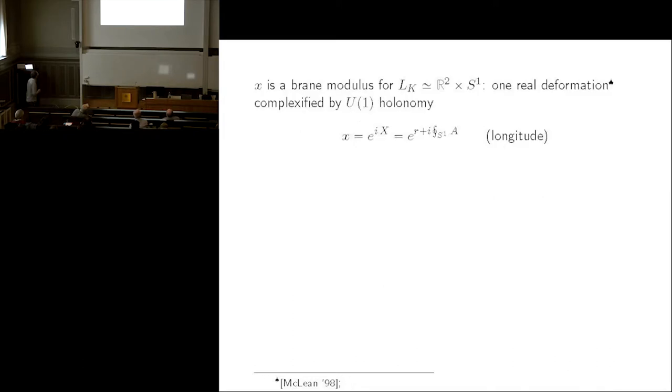So X is a modulus that parameterizes configurations for the Lagrangian brane, L_K. The topology of knot conormals is a solid torus. That means that they have one real deformation, R, that gets complexified by the holonomy of a U(1) gauge field on the brane. And we're going to package everything into this exponential variable and call it the longitude.